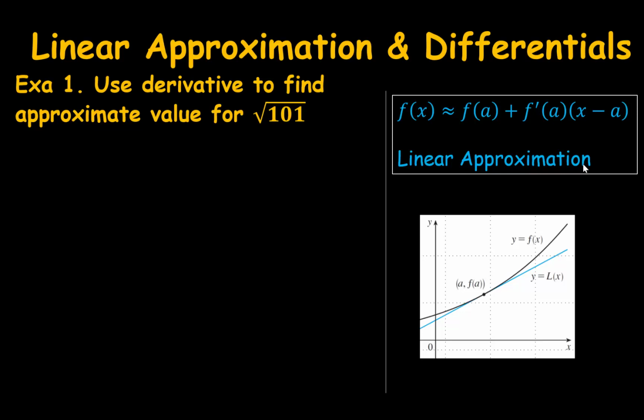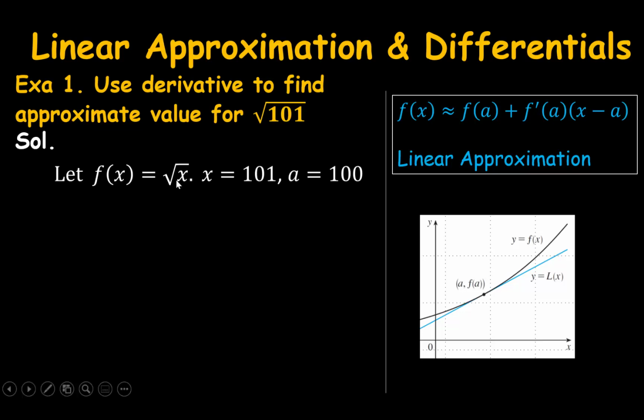Now let's see how exactly this works, using this example. First, you have to decide what f(x) is. That is obviously just the square root of x. So you use square root as your function, and x is equal to 101, so you can compute the square root of 101. And for a, we choose 100, because that's a very simple point for which you can compute f(a) and f prime of a.